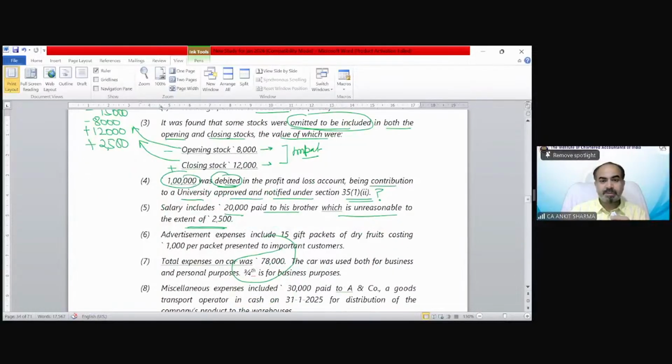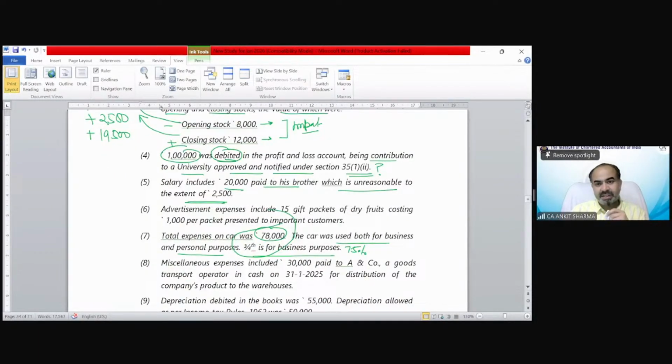Now the total expenses on car was 78,000. The car was used both for business and personal purpose. 3/4 of this car for business purpose, that means 75% is for business purpose. So out of this, only 25% was for personal purpose. That needs to be added back, and that would be 19,500.